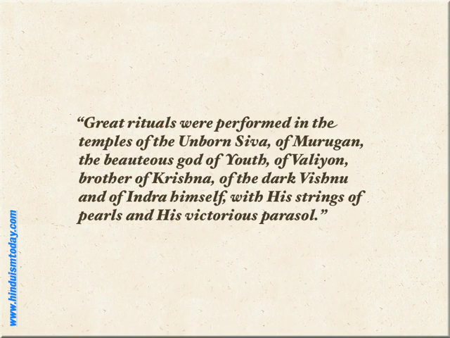Great rituals were performed in the temples of the unborn Shiva, of Murugan, the beauteous god of youth, of Valion, brother of Krishna, of the dark Vishnu, and of Indra himself, with his strings of pearls and his victorious parasol.